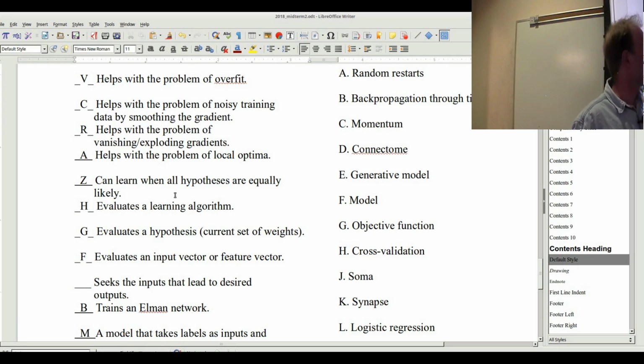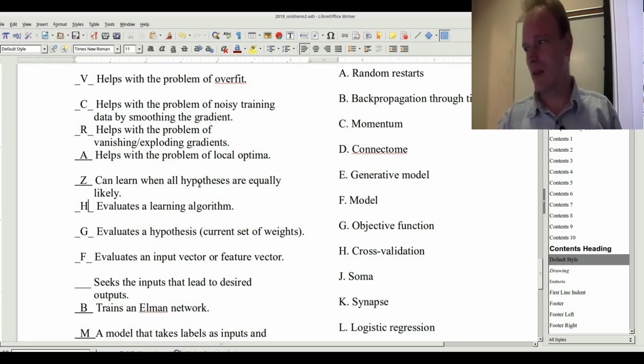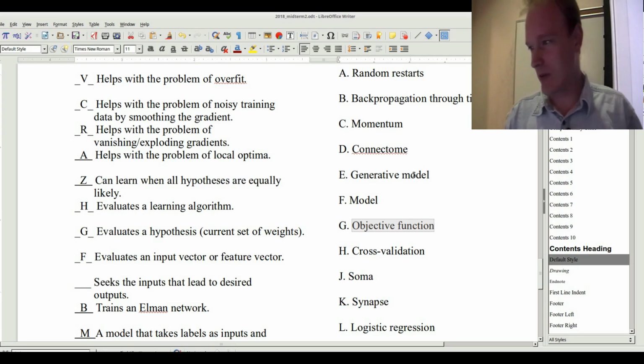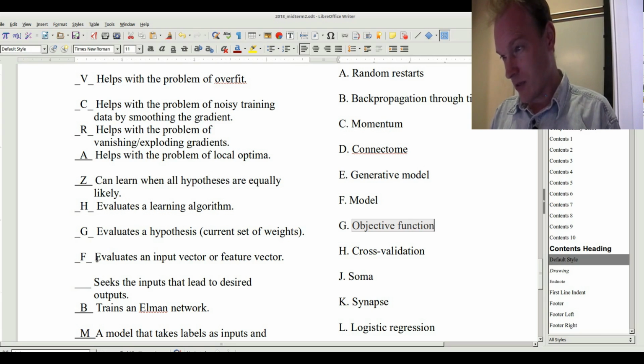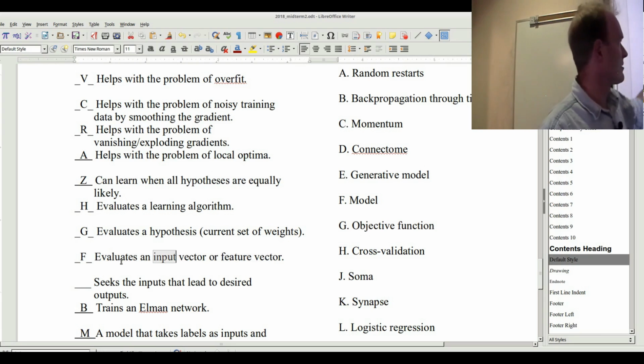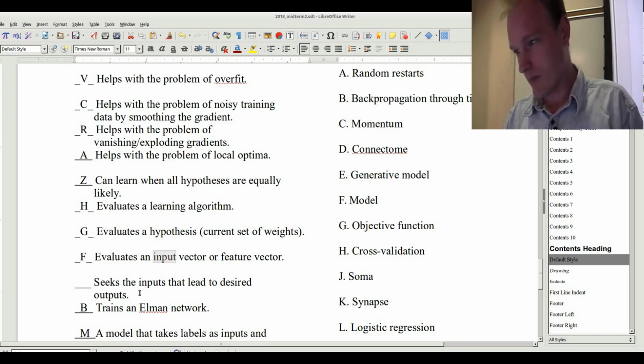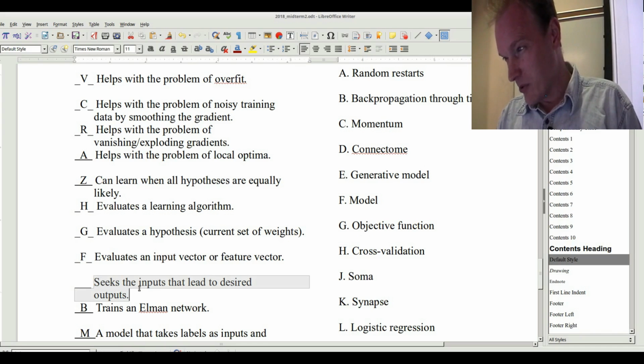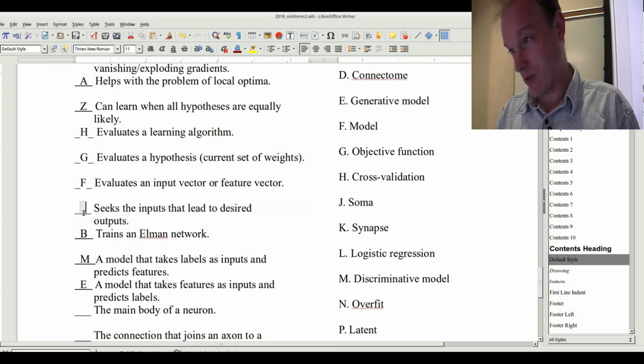A hypothesis. What is a hypothesis? Yeah, that's your neural net with its current set of weights. That's one trained neural net. If you have a trained neural net, how do you evaluate it? You see, that's the thing you're trying to minimize, is how you evaluate the neural net with your data. Okay. And evaluating inputs, that's what a model does. It takes your inputs and produces outputs. Okay. Seeks the inputs that lead to desired outputs.